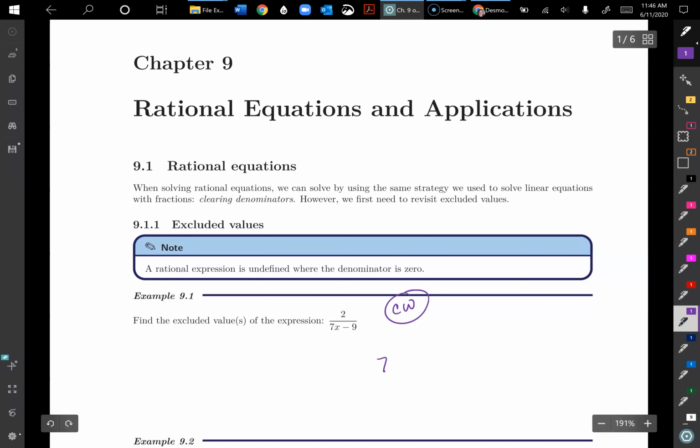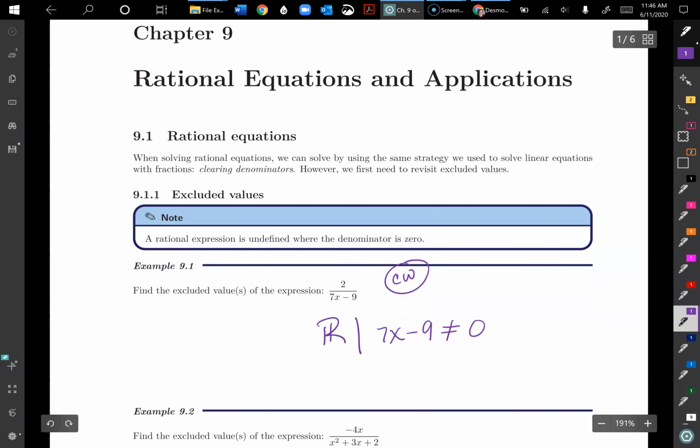So for this one, we would set 7x minus 9 not equal to 0. So remember, it's all real numbers such that 7x minus 9 is not equal to 0. So we're going to solve this out and get 7x equals positive 9. And then we would divide by 7 on both sides, 9/7. So it's not equal to. So all real numbers such that x cannot equal 9/7.